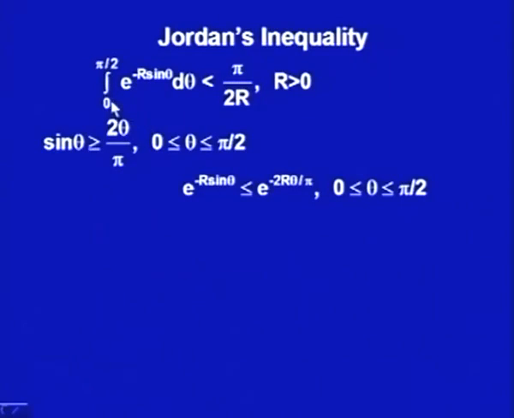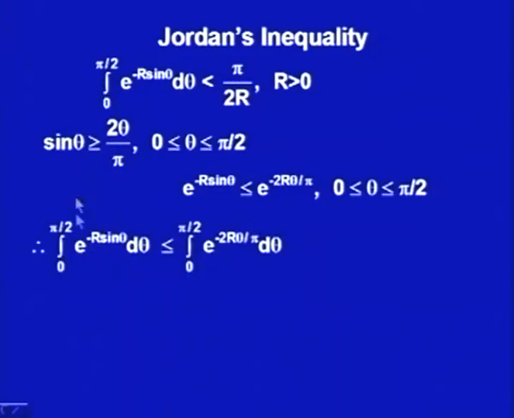If this is happening, it says that this integrand is bounded by this function for the whole range. So the integral from 0 to pi by 2 of e to the power minus r sin theta d theta would be less than or equal to the integral from 0 to pi by 2 of e to the power minus 2 r theta upon pi d theta. Now, integrate this function. This is a simpler function. This is just an exponential function.